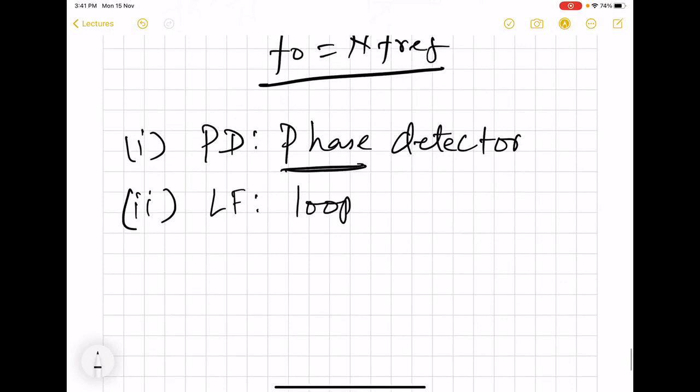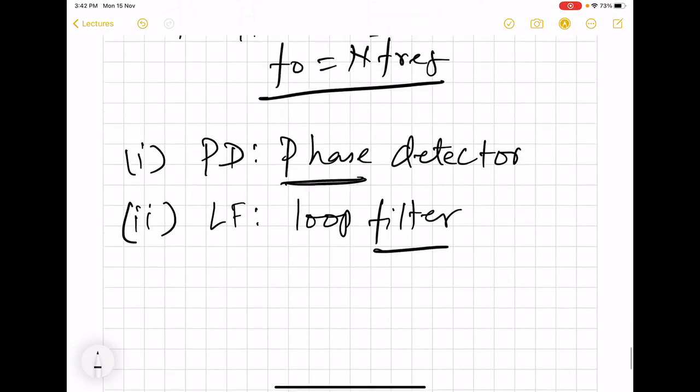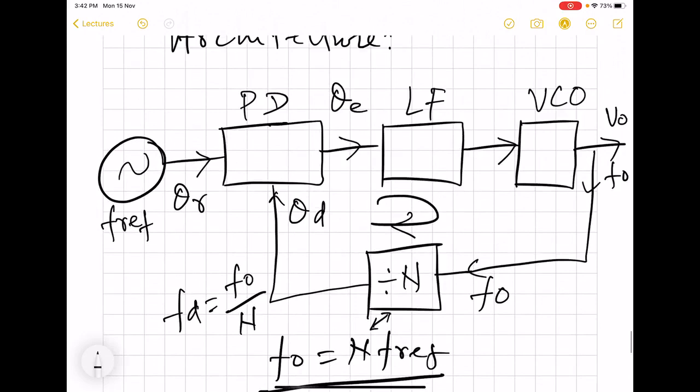This is called loop filter. As the name suggests, it is basically a filter, and it has a role in deciding how quickly the output settles. When the circuit is switched on, there will of course be a transient output. That means the output frequency will not be equal to f0, and then it will gradually settle to f0.